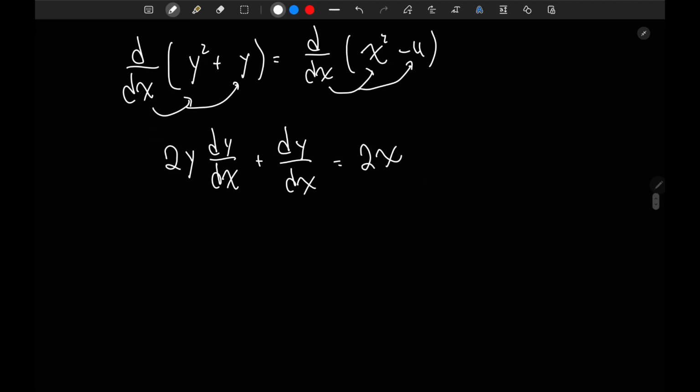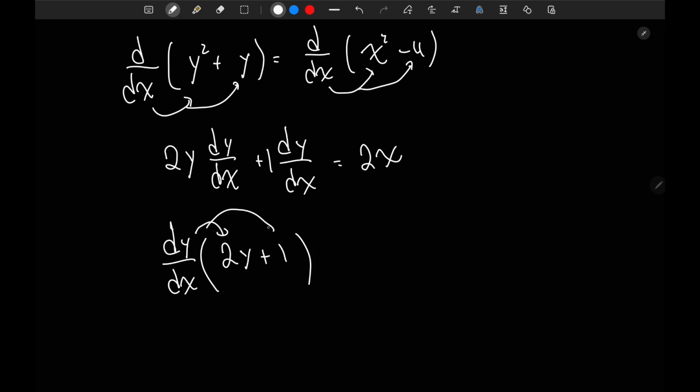And now we need to solve for dy/dx, and we can see this is a common term. If we think about how we have a 1 here times the dy/dx, we can factor out the common term dy/dx as if it's just a normal variable in algebra. So we're left with 2y plus 1, where again we can see if we FOIL this back in, we'll get back to the step we had previously. And then this is equal to 2x.